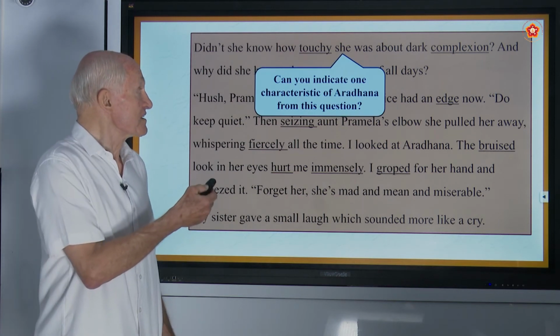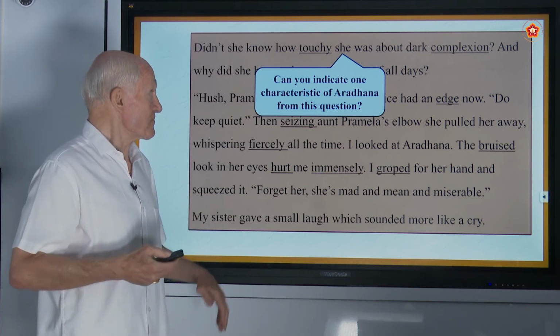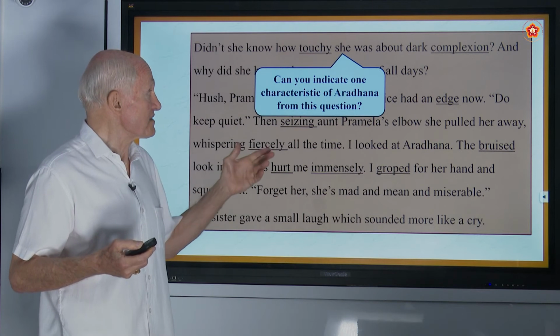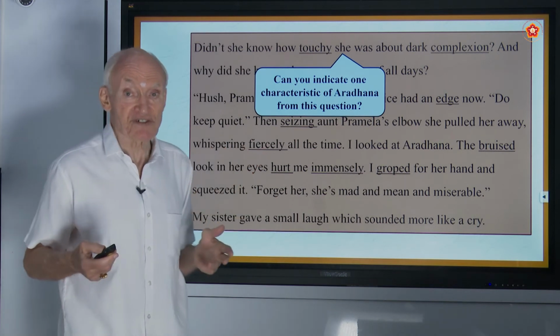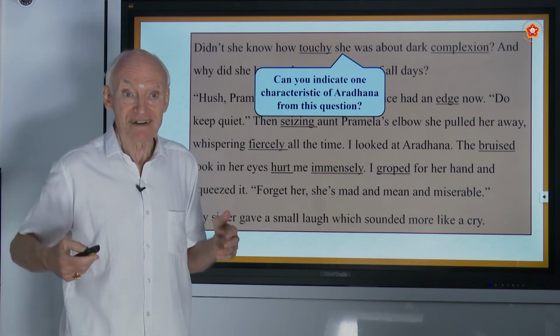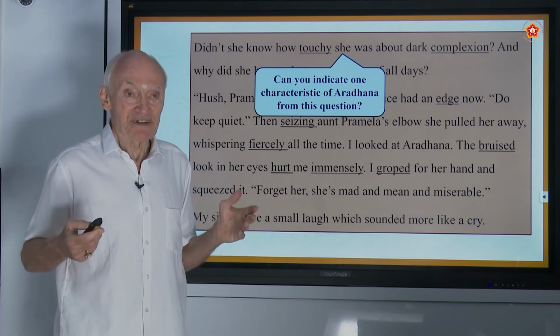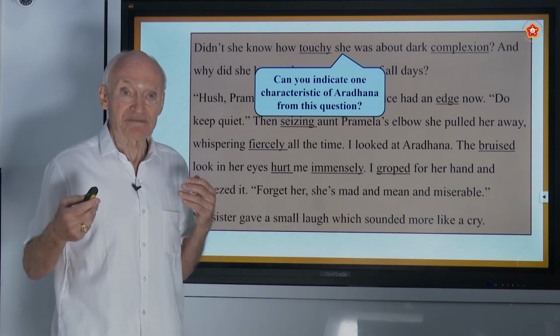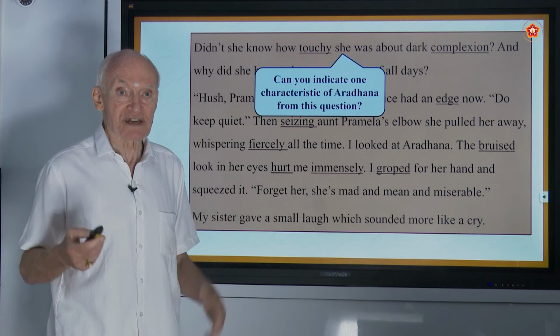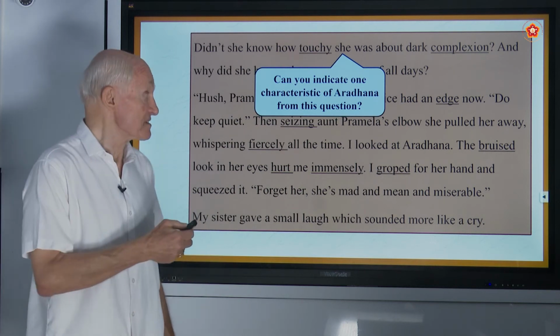Can you indicate one characteristic of Ardna from this question, okay? Well, she's very sensitive about her dark complexion. This is one characteristic she has. Here she is beautiful, with beautiful features, a beautiful figure, a beautiful dancer, but everybody thinks a little bit less of them. They don't have an ego complex. They think they're not as good as they really are. And she was touchy about this.